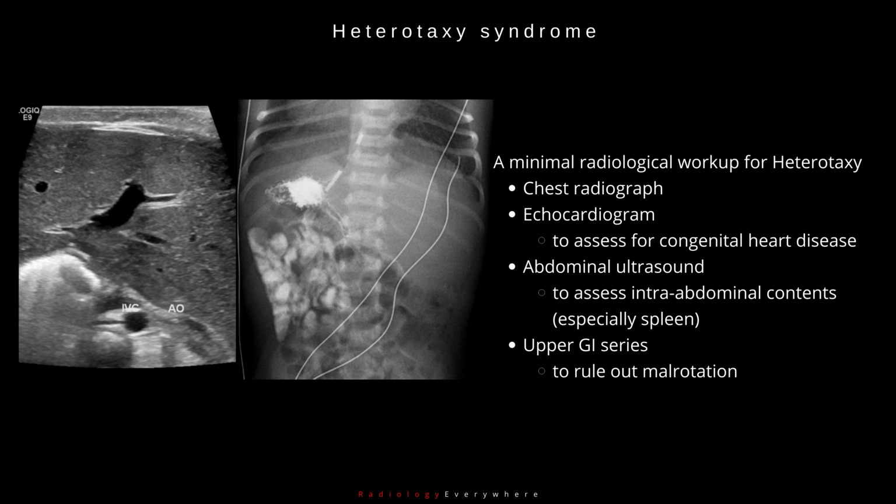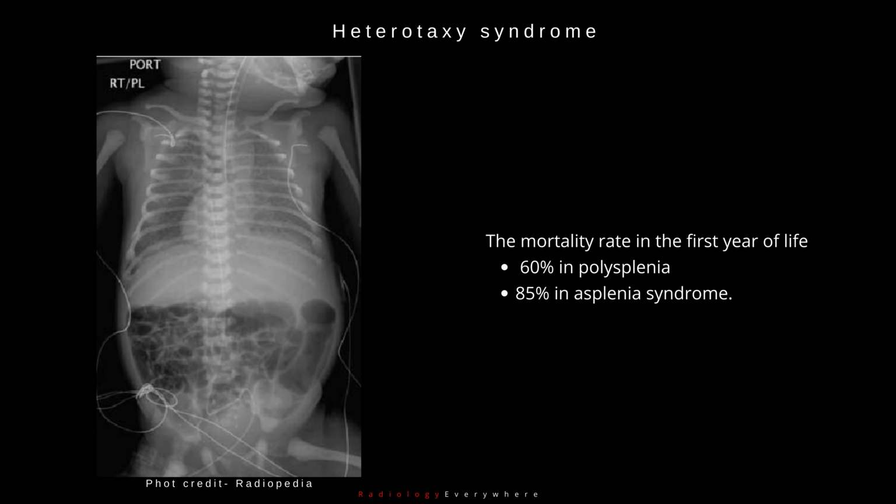A minimal radiological workup should include chest radiograph and echocardiogram to assess for congenital heart disease, abdominal ultrasound to assess intra-abdominal contents, especially spleen, and upper GI series to rule out malrotation. The mortality rate in the first year of life is about 60% in polysplenia and 85% in asplenia syndrome.